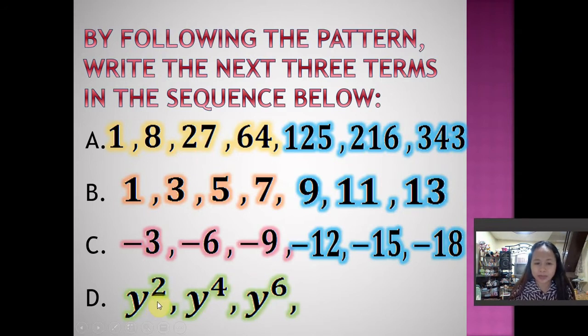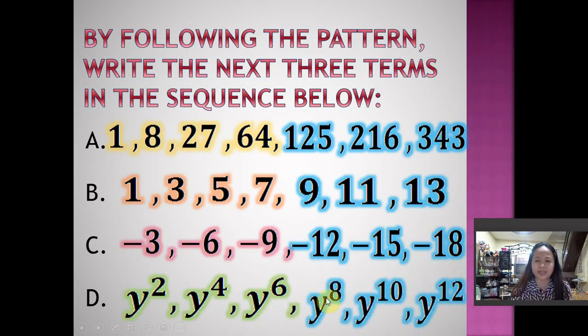Y to the power of 2, y to the power of 4, and y to the power of 6. What pattern have you observed for this particular sequence? And what are the next three terms? So look at the exponents. We have 2, 4, 6. So what do you think is the next exponent? Let's try to find out.